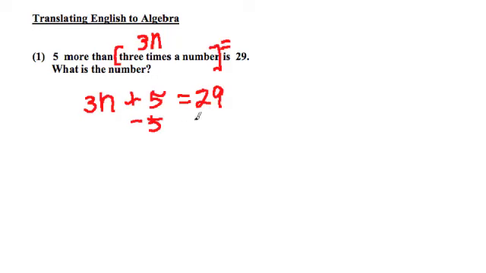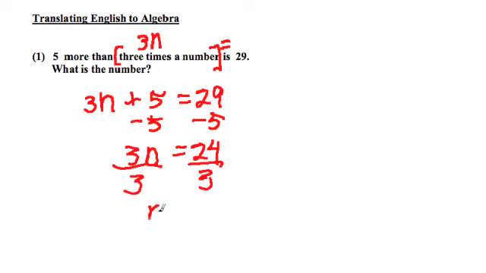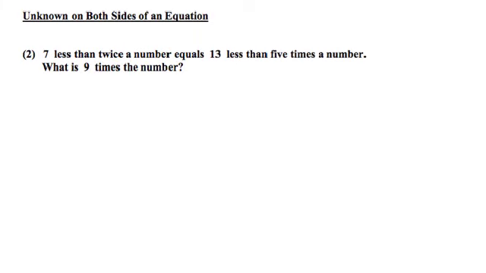Subtract 5 from both sides. 3n is equal to 24. Divide both sides by 3. n is equal to 8. Fairly straightforward high school problem. The next problem type is where you have an unknown on both sides of an equation. If you want to try this on your own, you can pause the screen now.